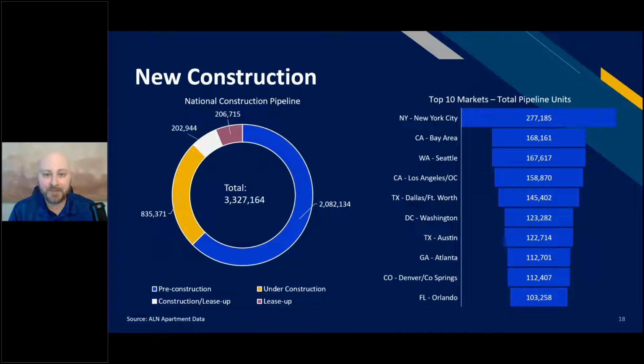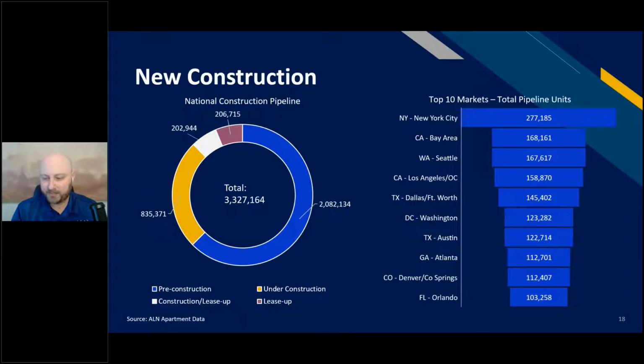On the right-hand side, we're looking at the top 10 markets by pipeline units. A little bit unusual there. Normally, as I said, it's Dallas-Fort Worth number 1, New York number 2, and then you'll have DC or maybe LA. But we've got New York back at 1, the California Bay Area at 2, and then Seattle, LA, Dallas-Fort Worth. It's interesting that the Bay Area struggled a little bit the last couple of years, so a little bit of a surprise to see it so high up the list.